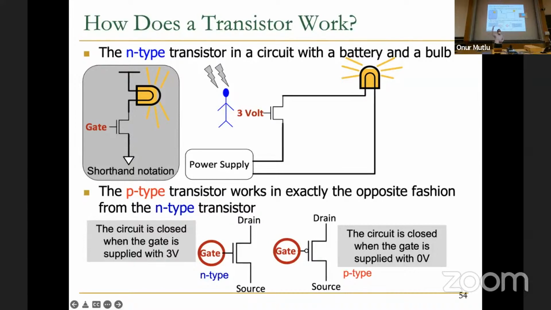That's why you need to actually connect them to the high voltage. P-type transistors are not good at conducting high voltage. They're good at conducting low voltage. That's why these transistors need to be mixed together in a circuit. That's why we have both of them.